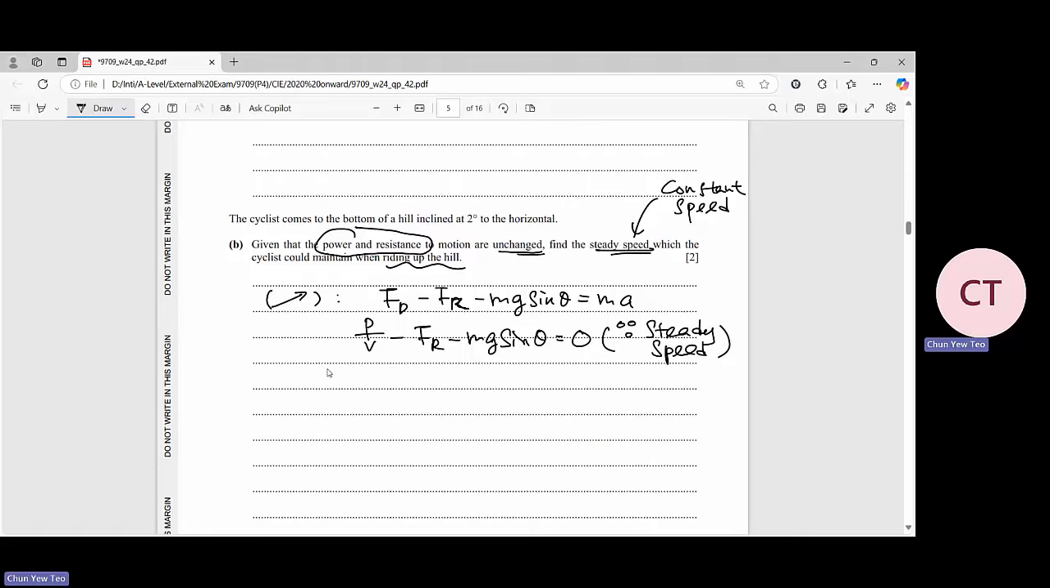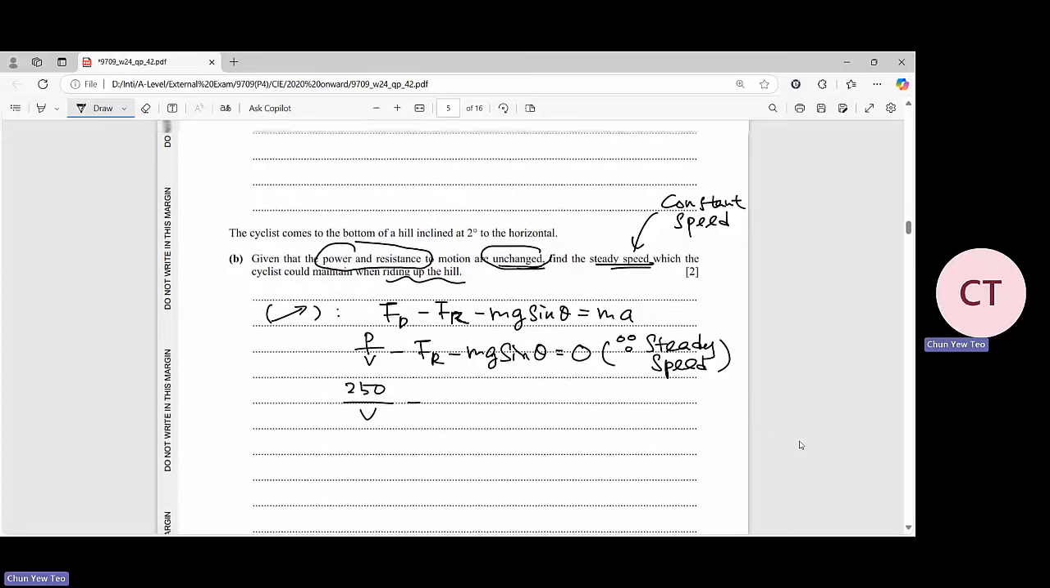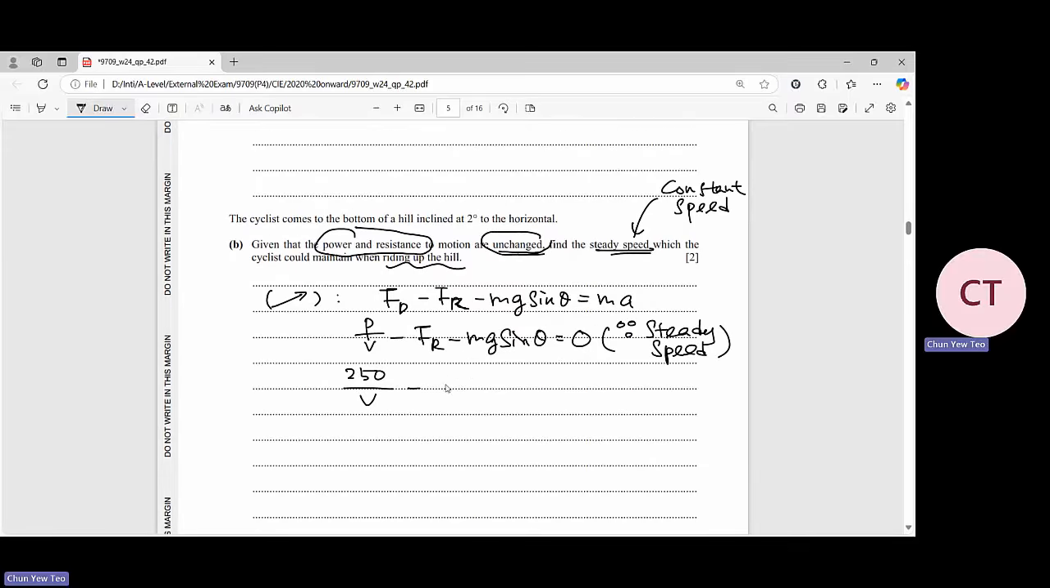They say the P is unchanged. P is unchanged, and the Fr is also unchanged. So the P is 250. The v you do not know. The frictional force, as in the answer for part A just now, is 41. So it's 41 minus mg sine 2 degree equals 0.